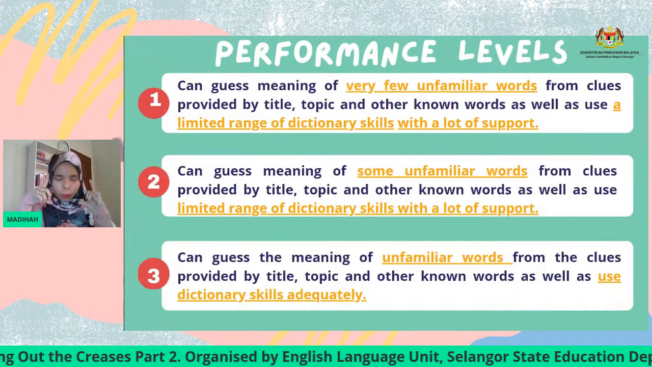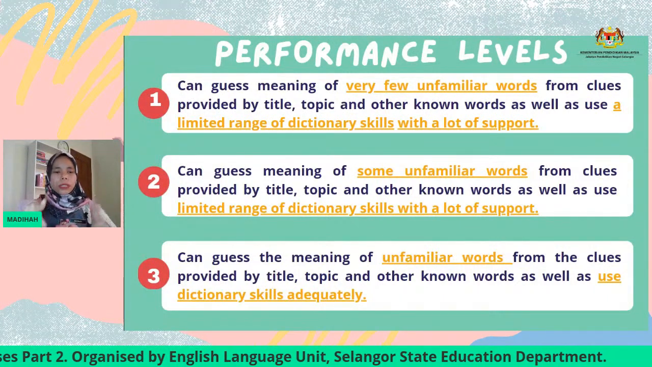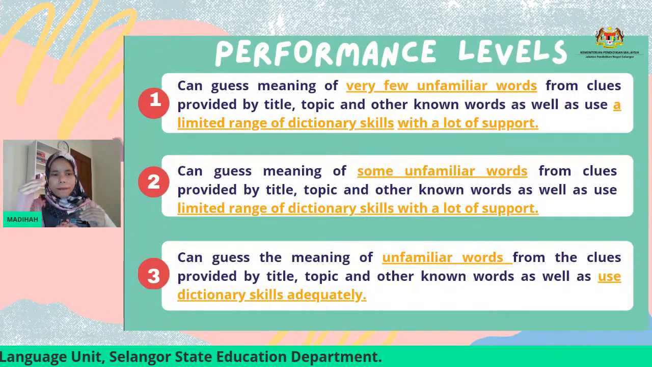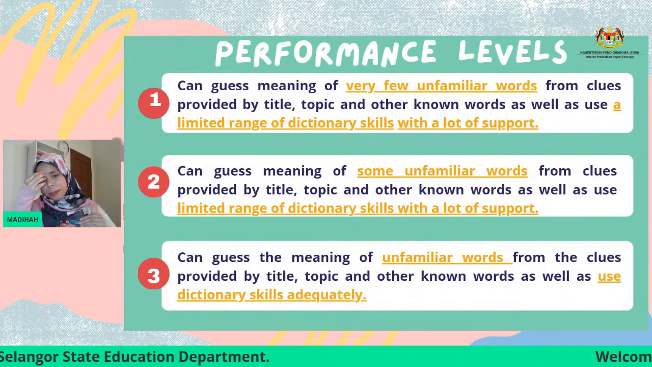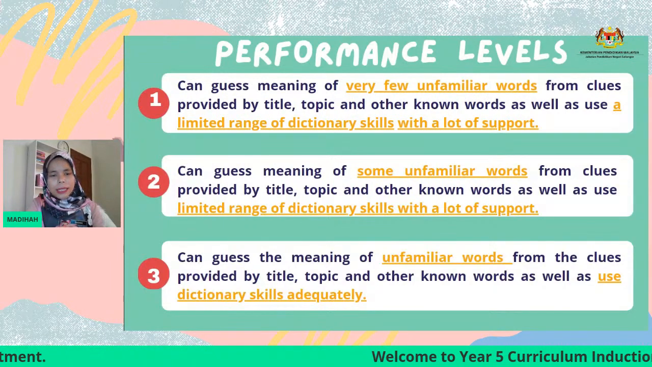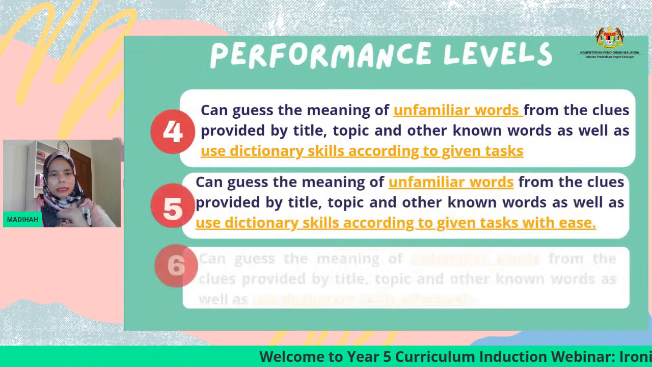So it is important for us, before we put the TP for our students, we need to look through the performance level. It is in our DSKP. Please look through. Okay. Next one, the next slide. Okay, this one is for TP4 until TP6.